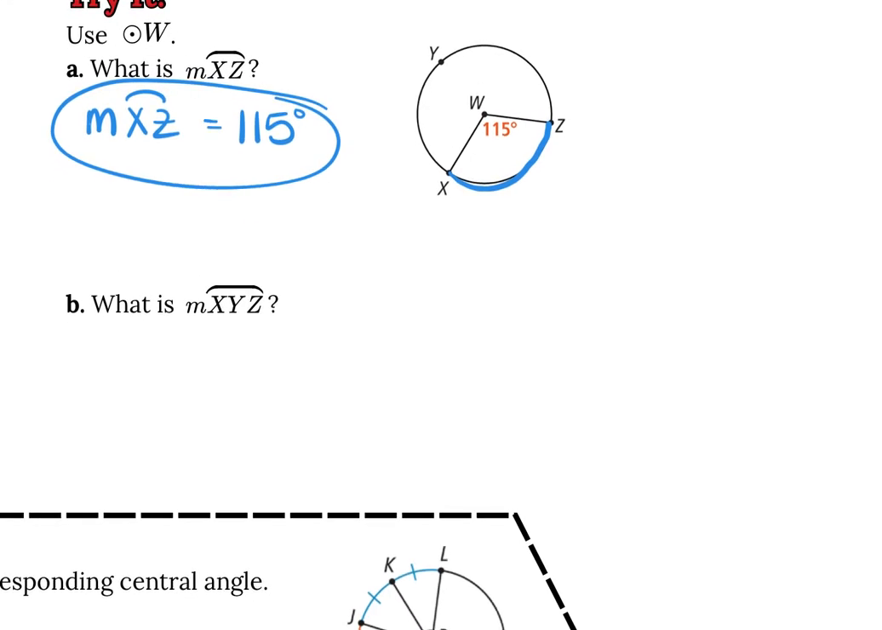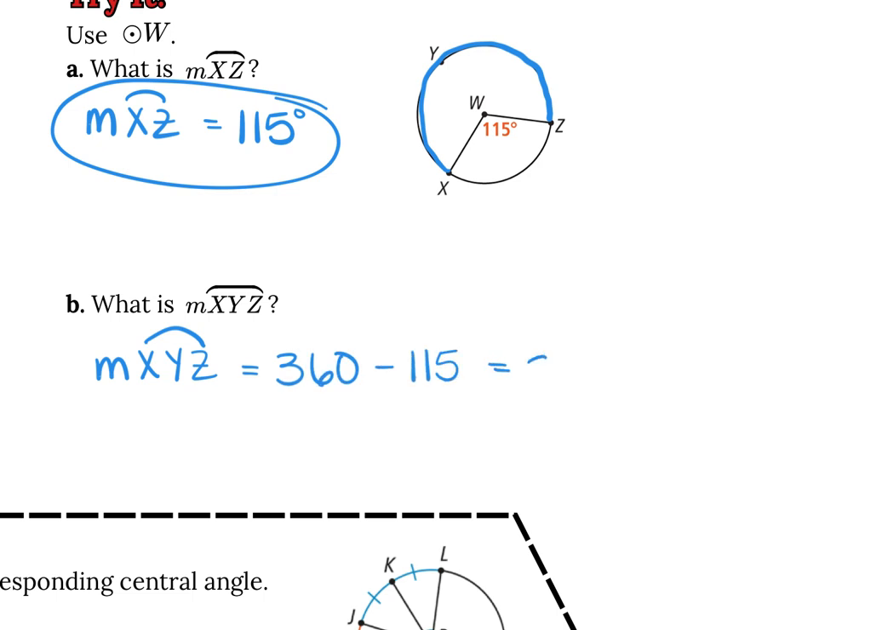Okay, next is the measure of XYZ. So XYZ is the rest of that exterior. So we would take 360 and subtract that 115 to find the measure of XYZ. So we would end up with a measure of 245 degrees for that arc.